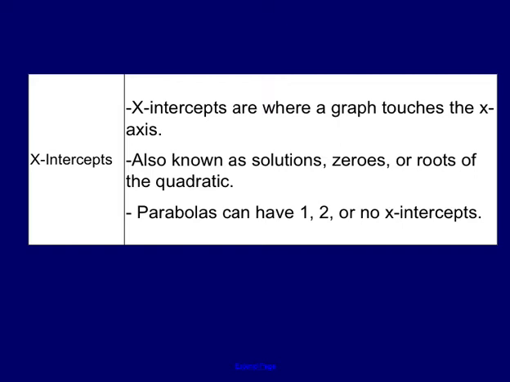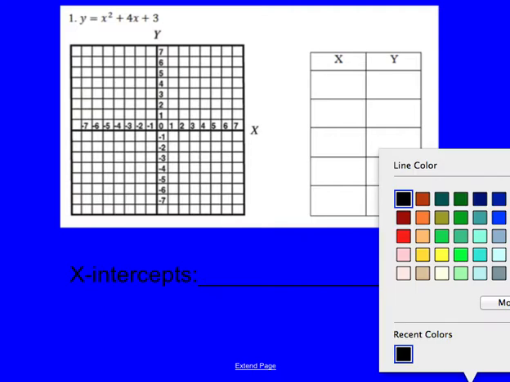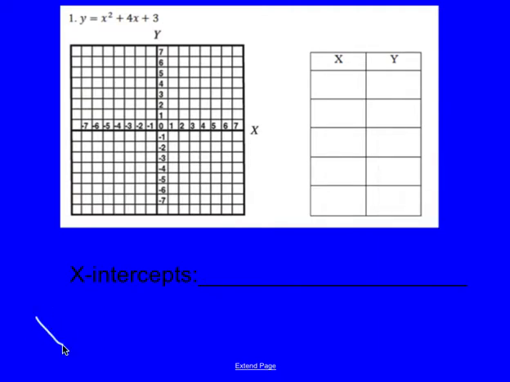Parabolas can have 1, 2, or no x-intercepts. So we're going to start today by just looking at parabolas and figuring out how many x-intercepts they have. Let's start by taking a look at this one. Before we can figure out how many x-intercepts it has, we have to calculate the vertex. We're going to use the formula x is equal to the opposite of b over 2a.